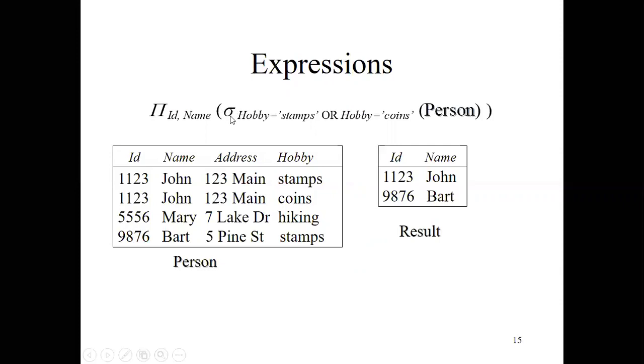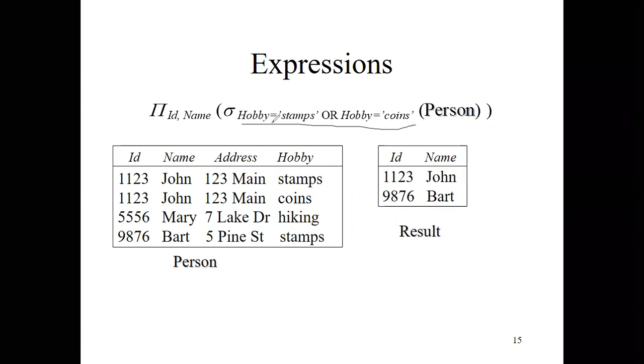First we have to select: hobby is equal to stamp or hobby is equal to coins, from the person relation. In that person relation, I have to fetch only the ID and name, so I go for project ID, name. So what are we doing first? First we are writing the selection operation. What is the condition we are giving here? What does the query ask? Retrieve the ID and name of a person who has either the hobby of collecting stamps or coins.